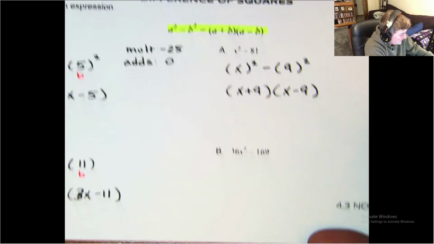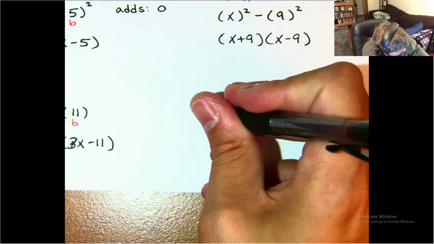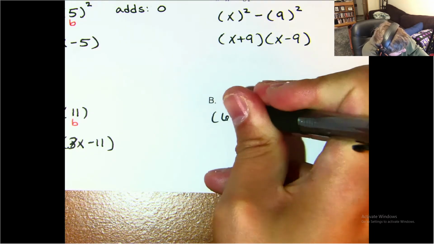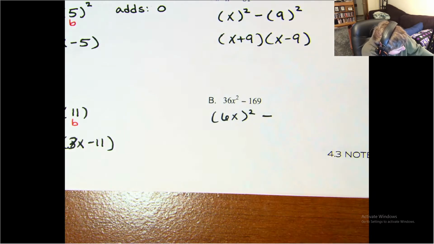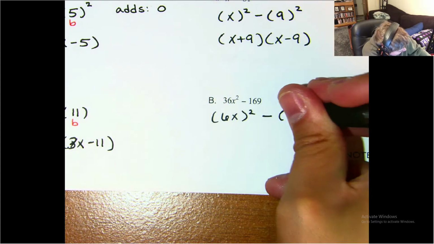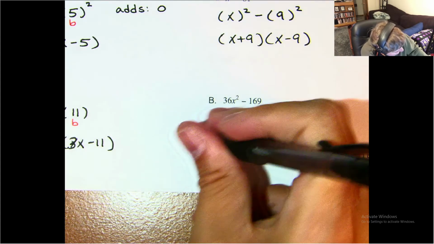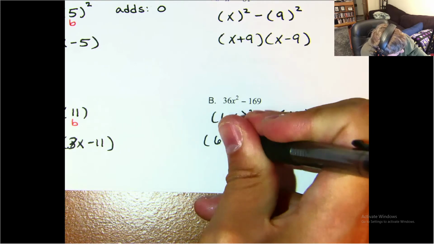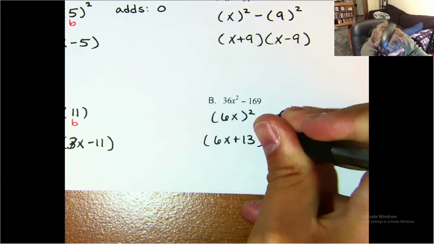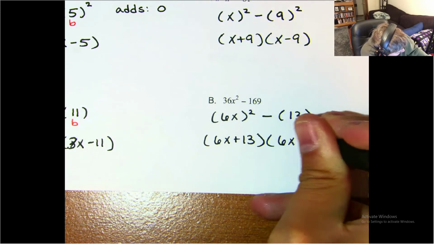Okay, b, the root of 36x squared is 6x. And the root of 169 is 13. So this is going to factor into 6x plus 13 times 6x minus 13.